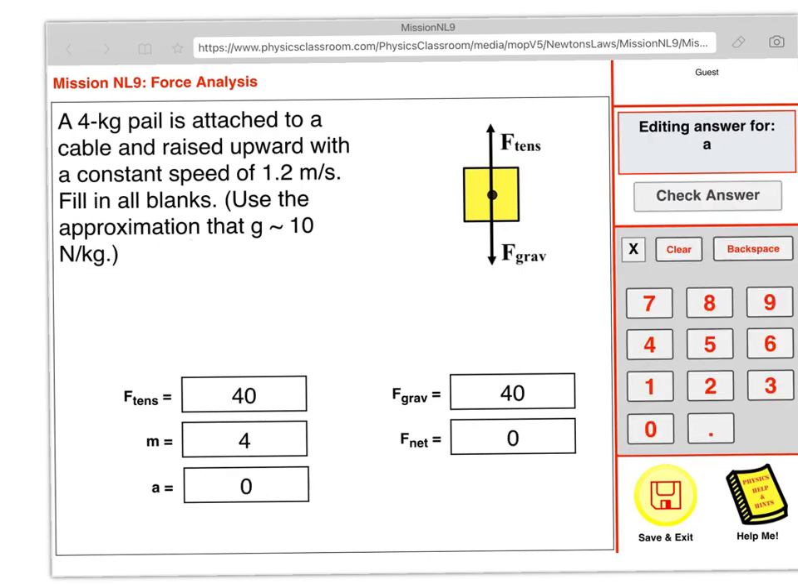Okay, don't be fooled by this one. It's a constant speed, so that means that the net force and the acceleration are 0. The mass is given. From that we get the gravity force. And since the acceleration is 0, the tension force has to be equal to the gravity force.